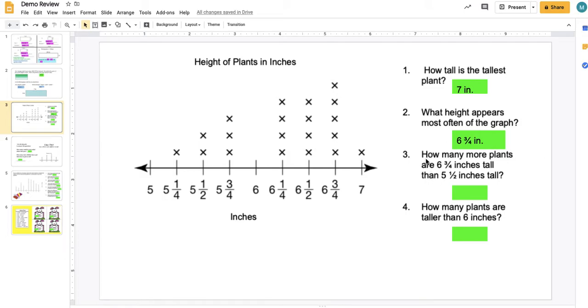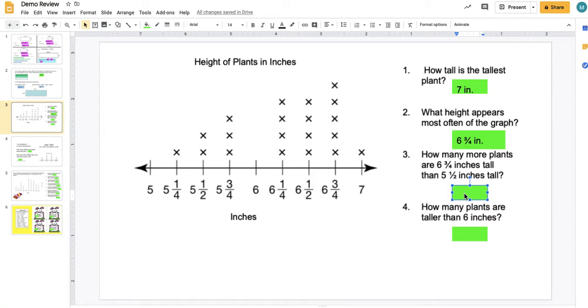Now 3, how many more plants are 6 3/4 inches tall than 5 1/2 inches tall? So I actually have to count the X's at 6 3/4. 1, 2, 3, 4, 5. And the X's at 5 1/2. 1, 2.